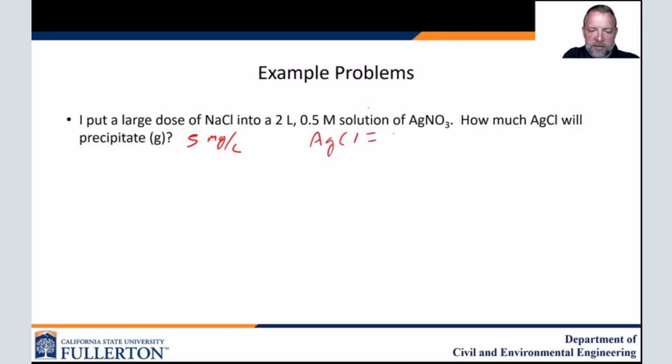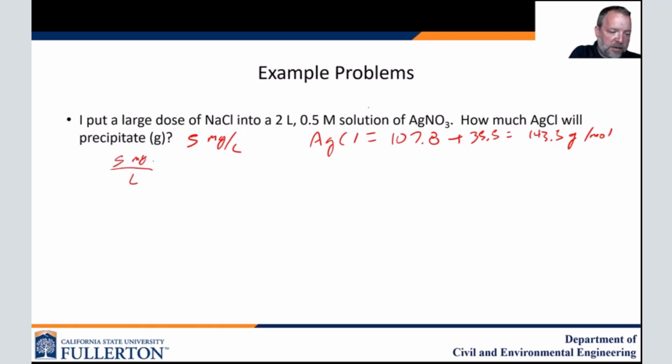So silver is 107.8 grams. Chloride is 35.5 grams. If we add those together, we get 143.3 grams per mole for silver chloride. So we can figure out our solubility by taking 5 milligrams per liter. We're going to use the factor label approach.